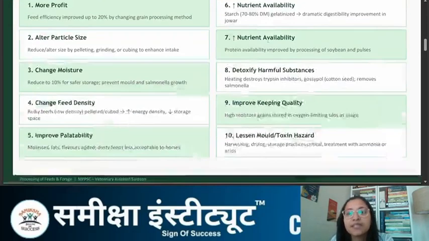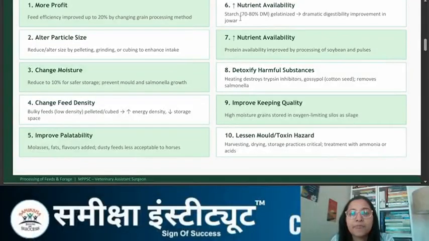Then for improving the nutrient digestibility, 70 to 80% of the starch gets gelatinized, so there will be increased digestibility. Even the surface area is improved, so there will be increased digestibility. Then to improve the nutrient availability, protein availability is improved by processing of soybean and pulses, and even the anti-nutritive factors, the trypsin inhibitors, anti-vitamin E, anti-vitamin A that are present in the raw soybean get reduced, detoxified.